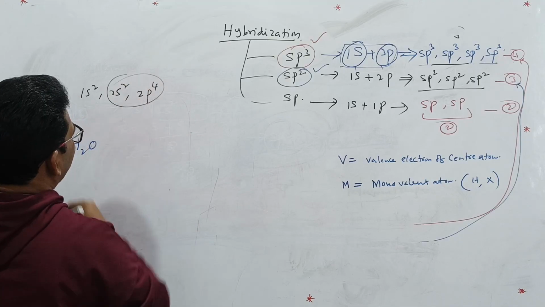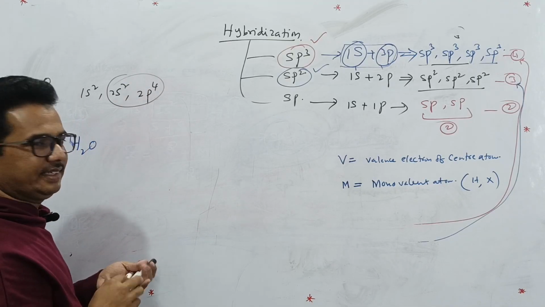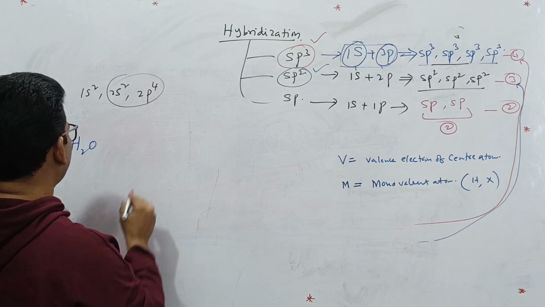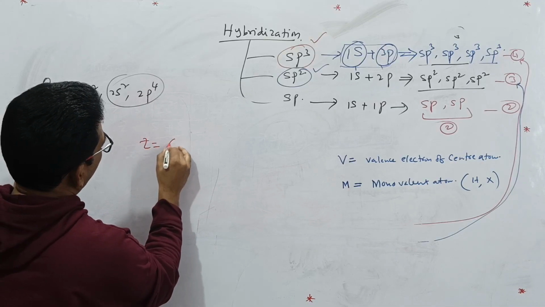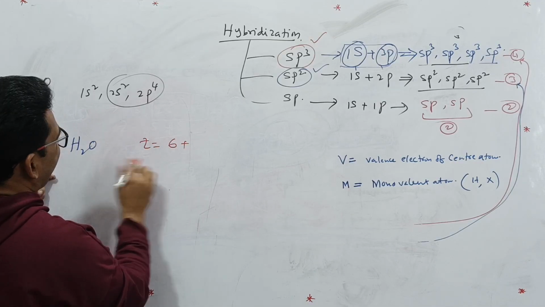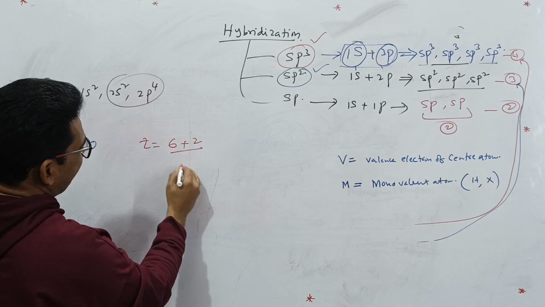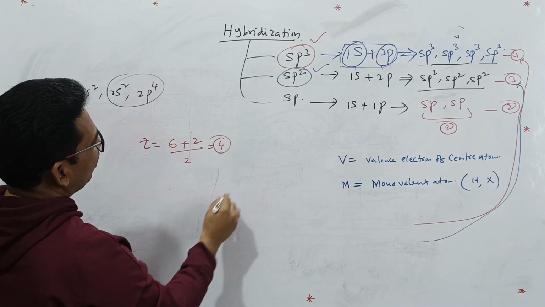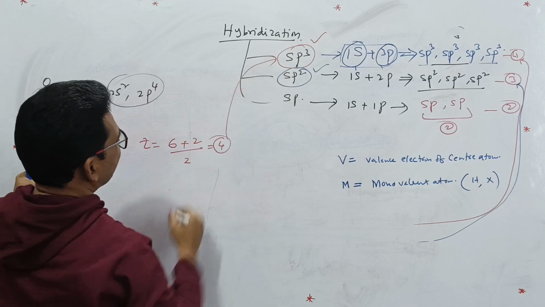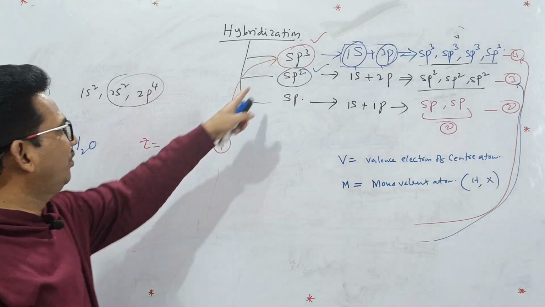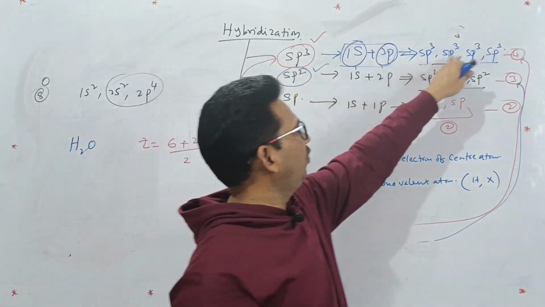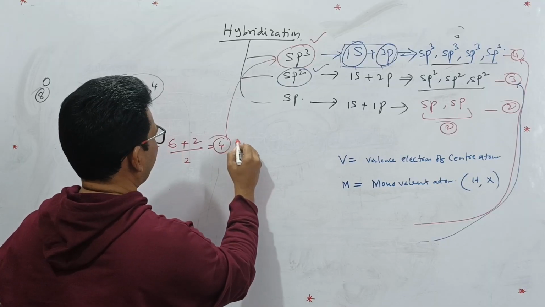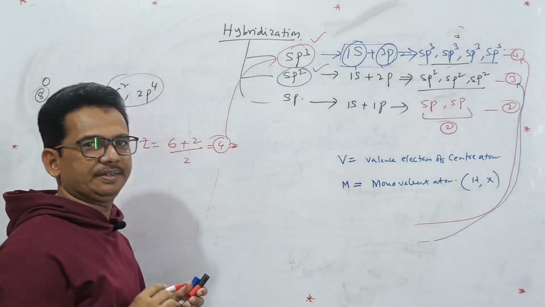Now see how many electrons are there in the outer shell? 6, because it belongs to group 6. V is equal to 6, plus how many hydrogens are there? 2, divided by 2. Then what is the answer? 4. 4 means what hybridization? sp3, because one s and three p, a total of 4 equivalent orbitals are produced in sp3.